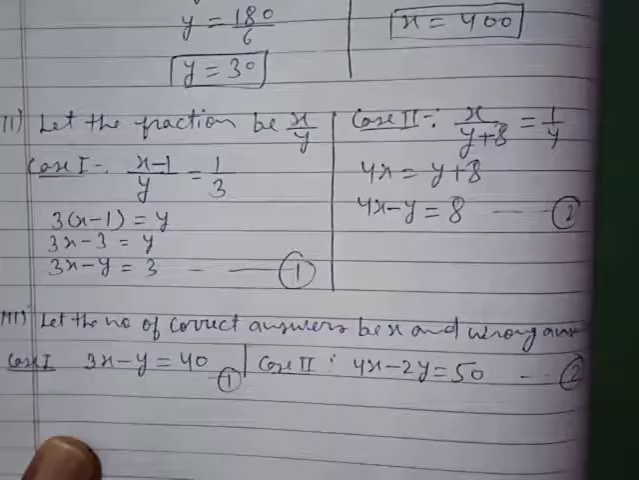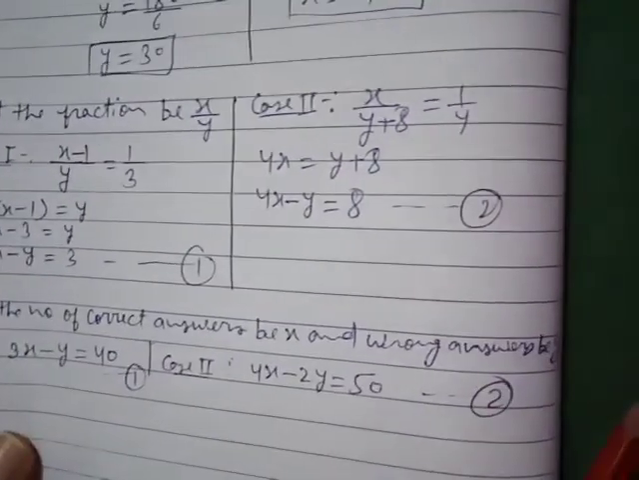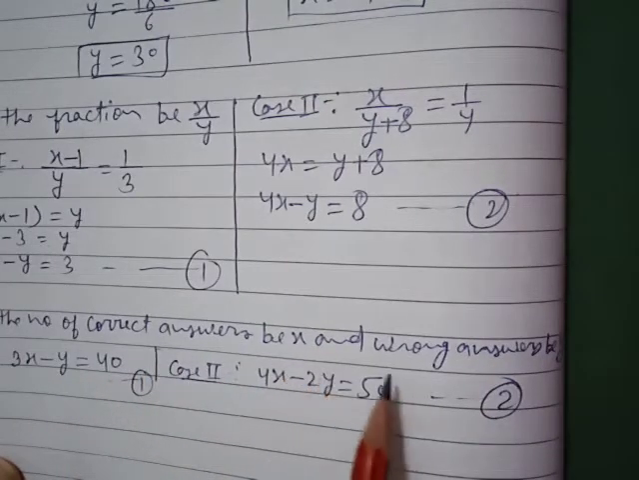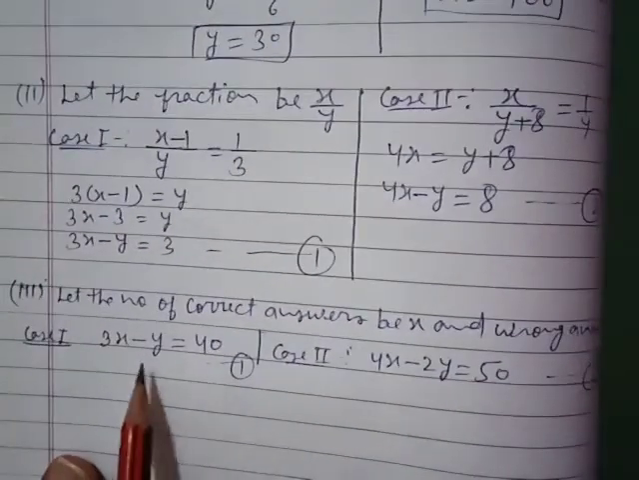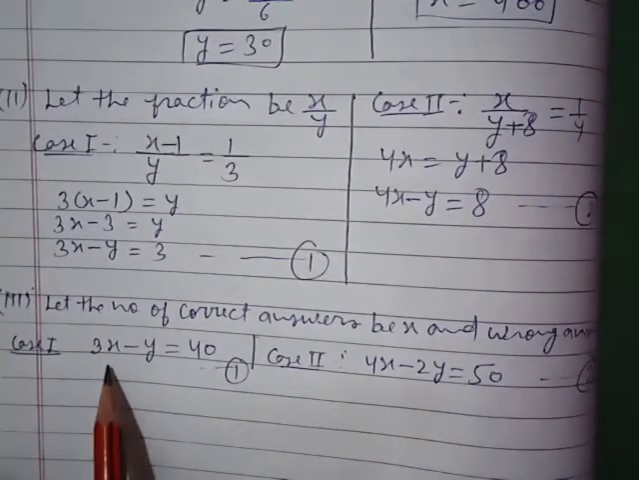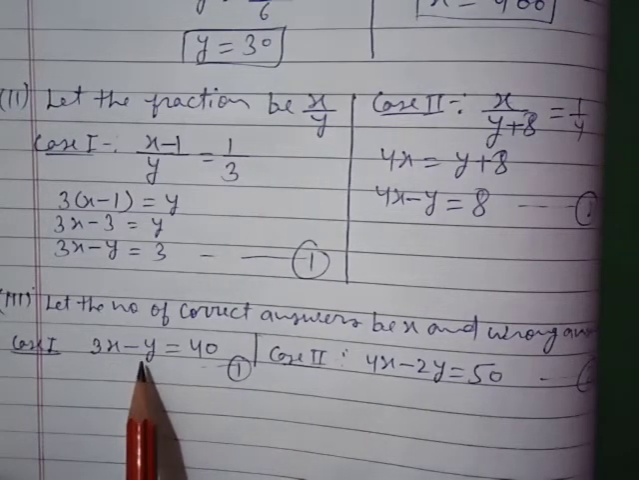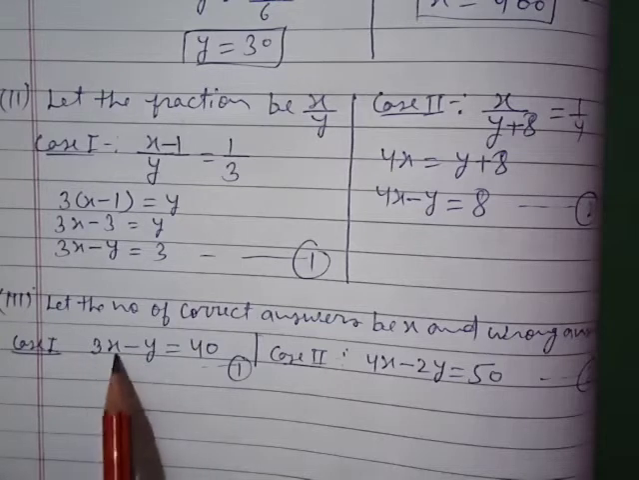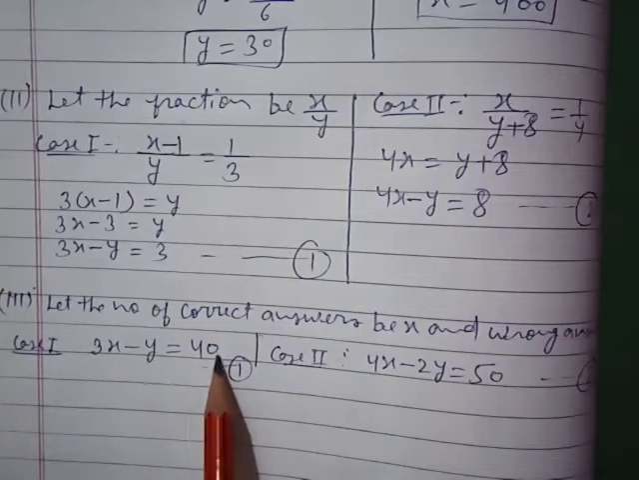See the question. Let the number of correct answers be x and wrong answers be y. Case 1: when 3 marks is awarded for each correct answer, so 3x, and 1 mark is deducted for each wrong answer. Deduction brings a negative sign, so 3x minus y equal to, and he scored 40 marks. So equation first is 3x minus y equal to 40.